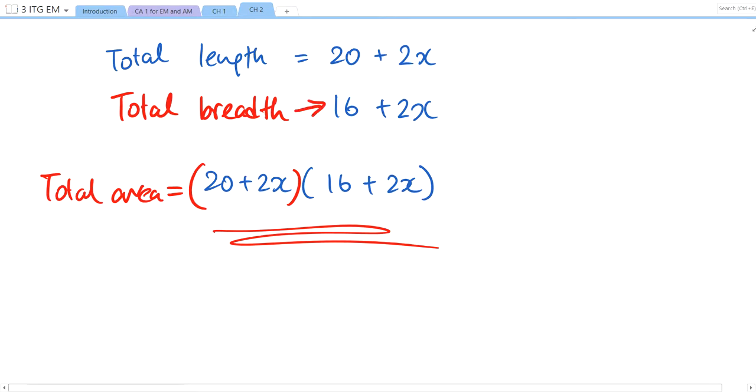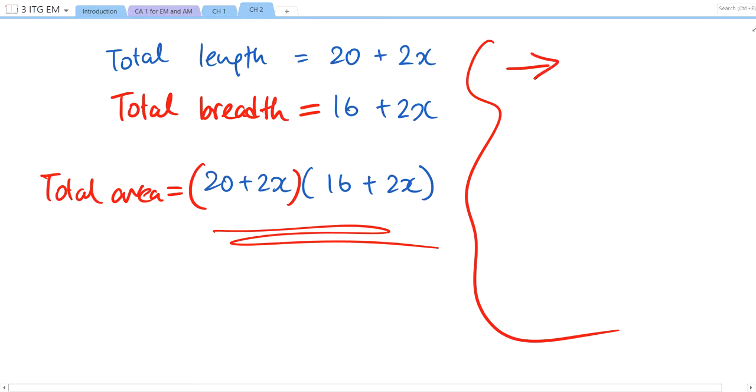Okay, next thing. How about this? What about an arrow? Will an arrow work? What are you trying to say? Total breadth represented by 16 plus 2x? Or do you mean total breadth is 16 plus 2x? It is, isn't it? We are not dealing with ratios over here. We are not dealing with proportion. These two are equal to. So don't use the arrow for that.